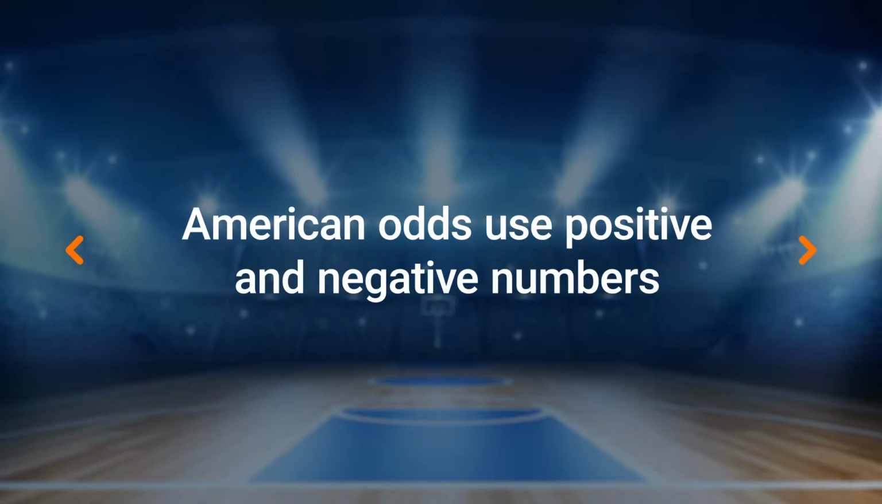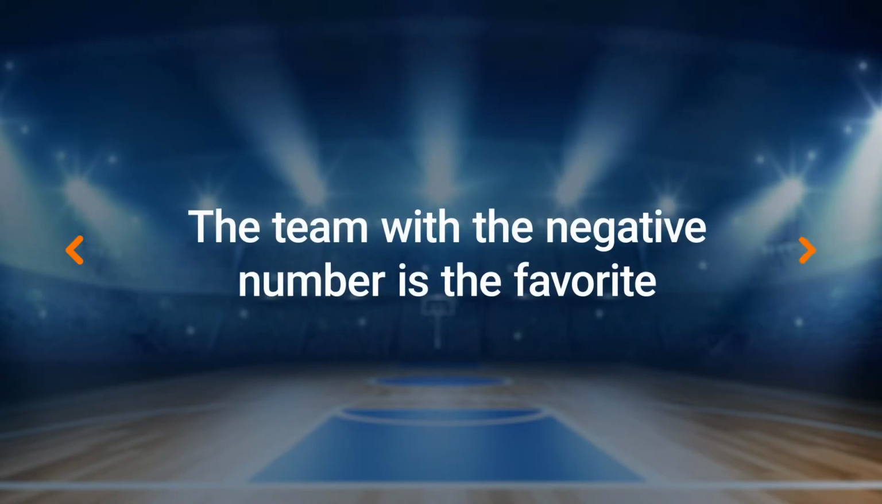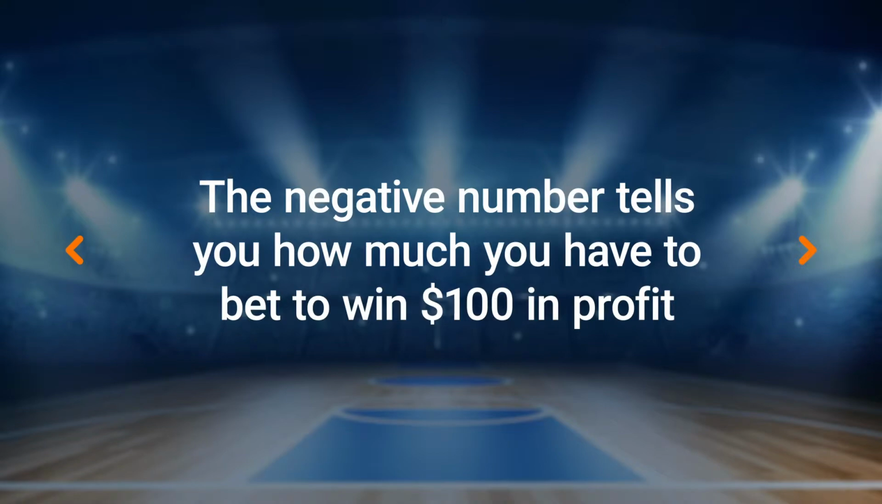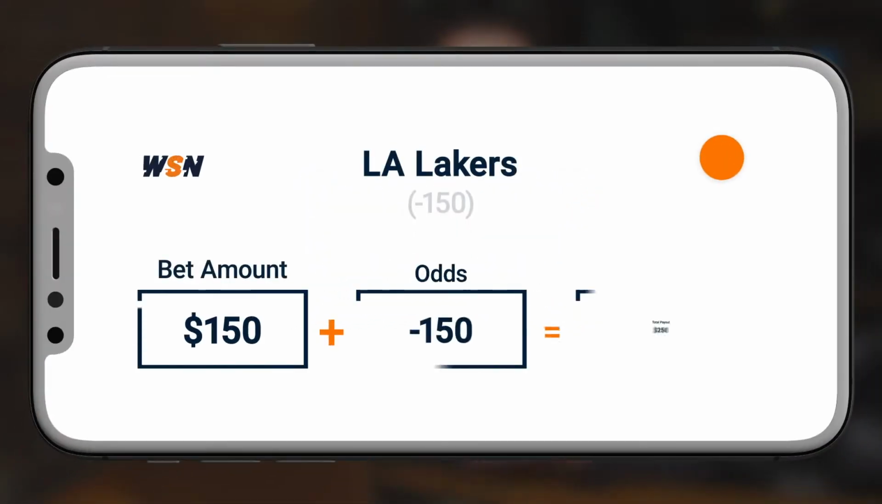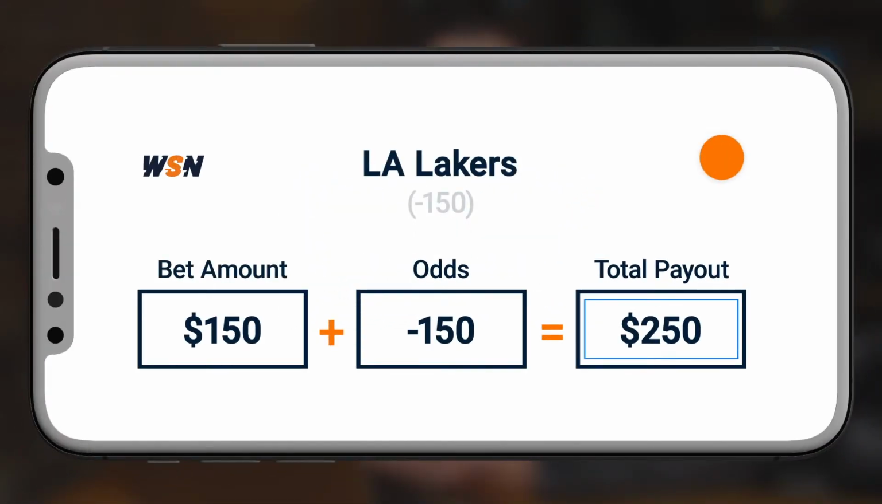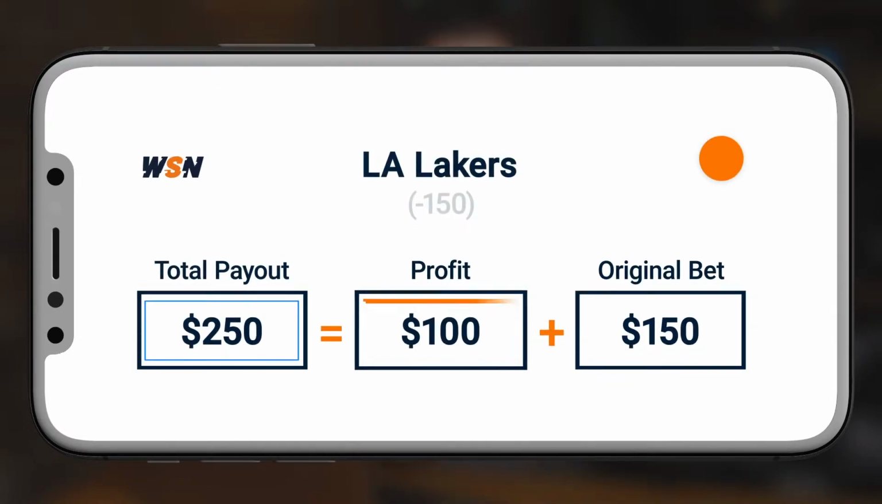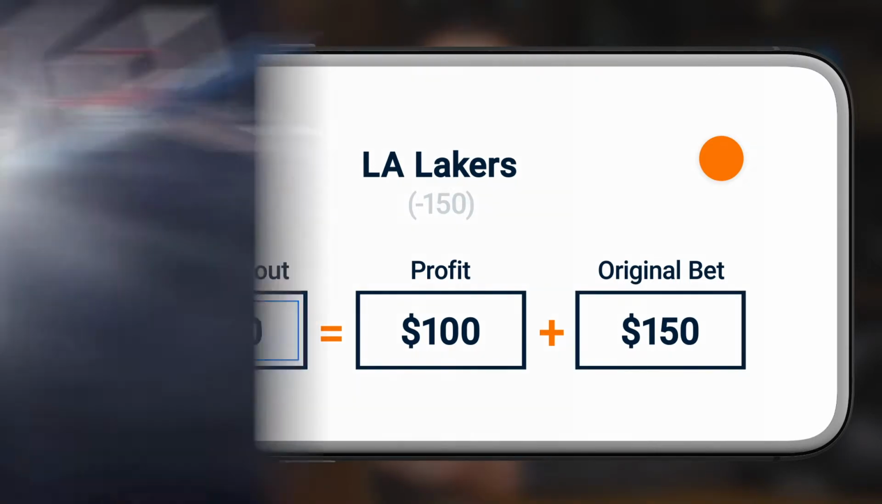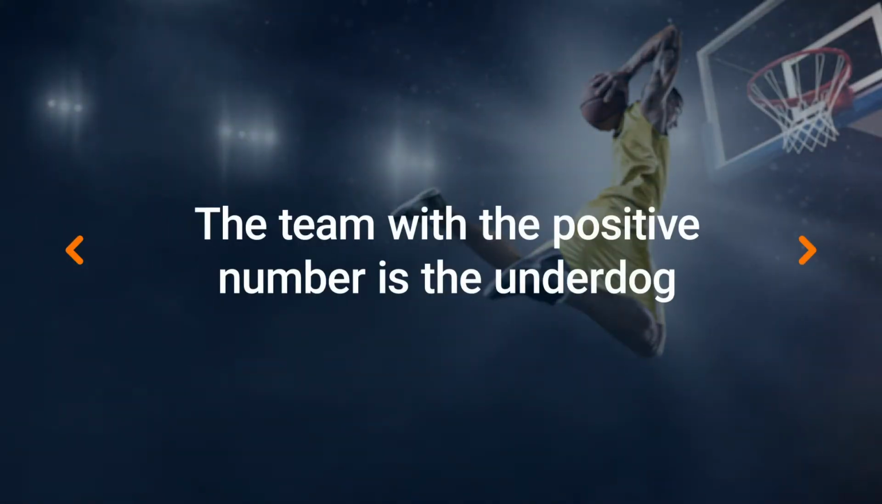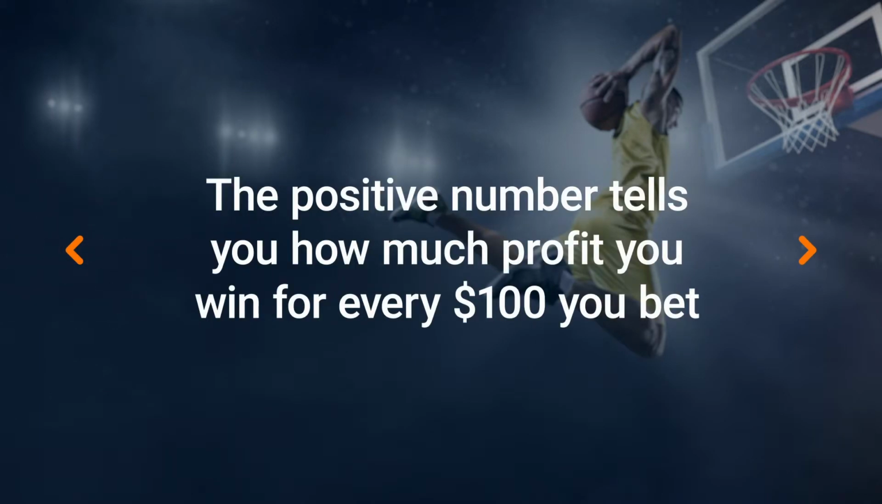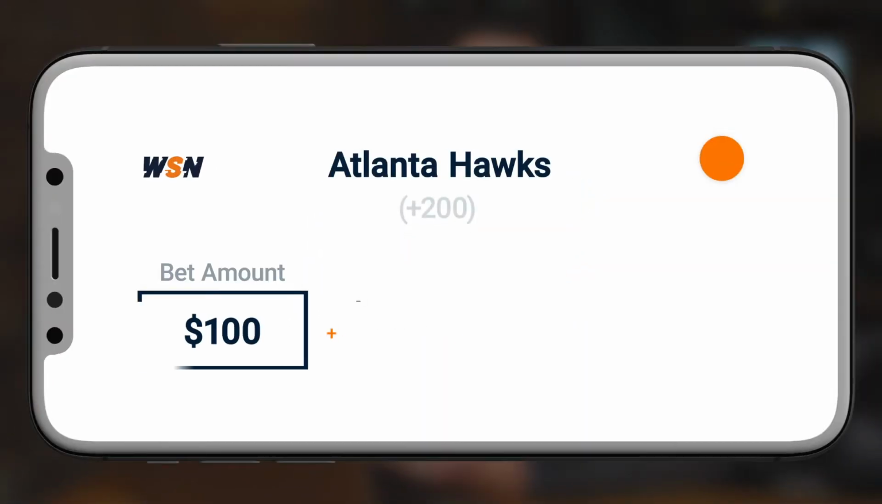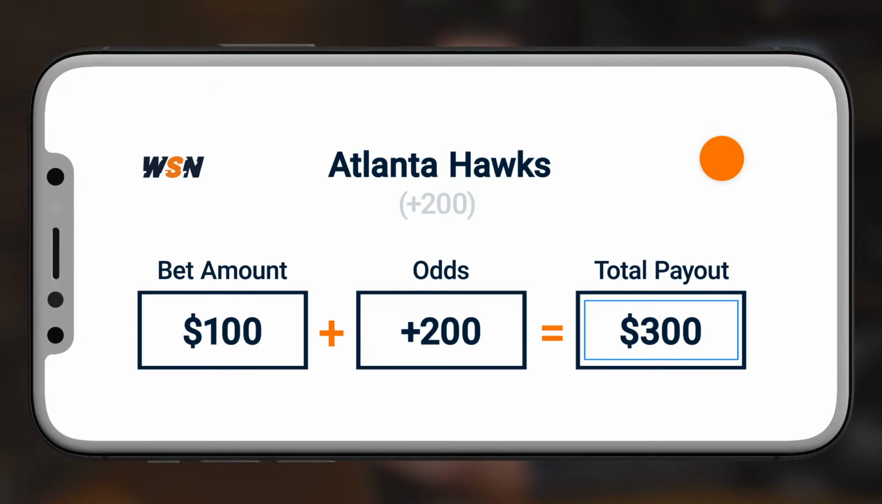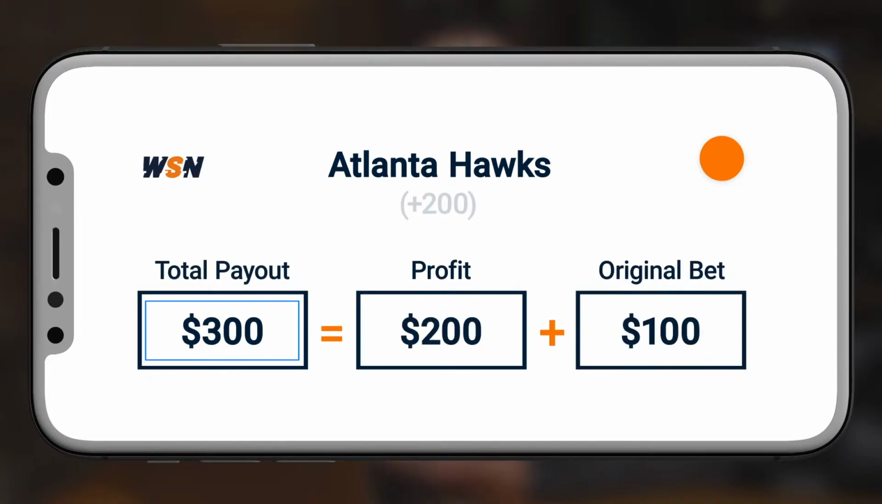Here are some easy rules to remember how American odds work. The minus sign shows you which team is the favorite. It also tells you how much you have to bet to profit $100. If a team has the odds of minus 150, it means they're the favorite, and that a $150 bet will pay out $250 total. That's $100 in profit plus your original $150 bet. The plus sign tells you which team is the underdog, and the number is the amount you profit for every $100 you bet. If you bet $100 on a team with the odds of plus 200, it'll pay out $300 total, $200 in profit, plus your original $100 bet.